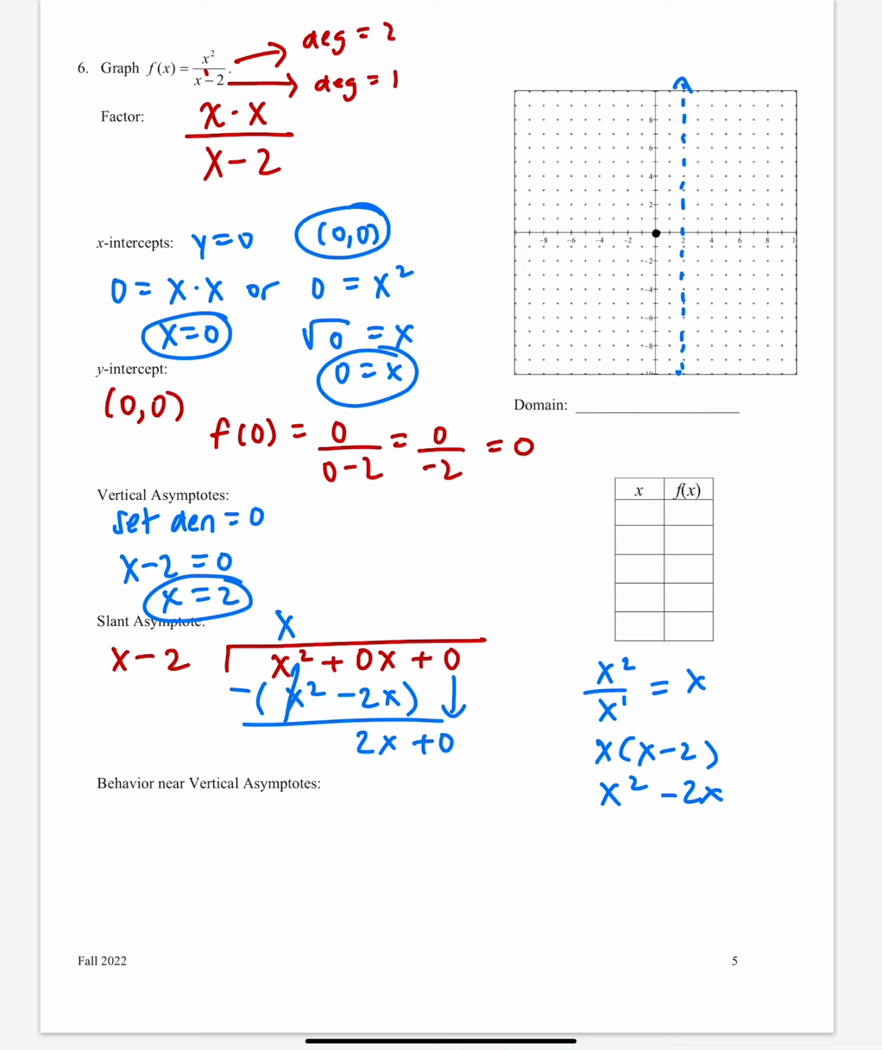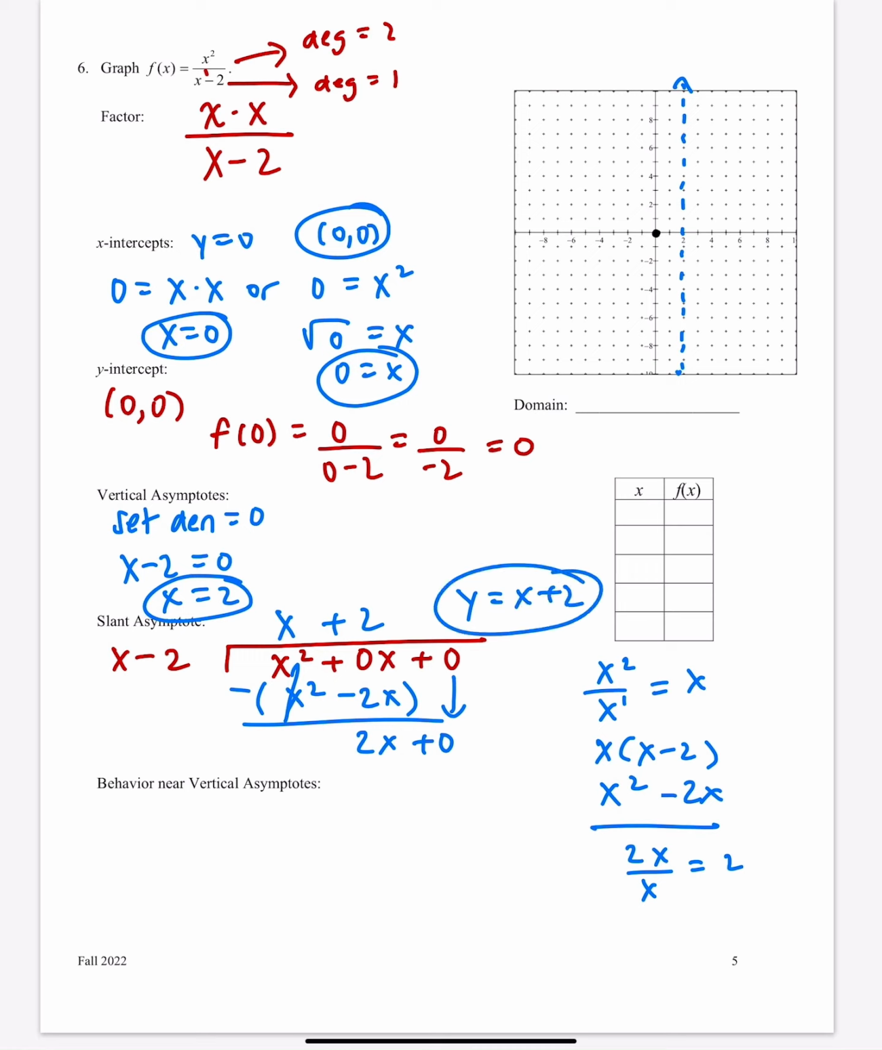Right? So when you're finding the slant, we really care about the quotient, which is the stuff that we get on top of the division symbol. All right. So now we're left with 2x divided by x. 2x divided by x is 2. So plus 2. And that's it. That is our slant. y is equal to x plus 2.